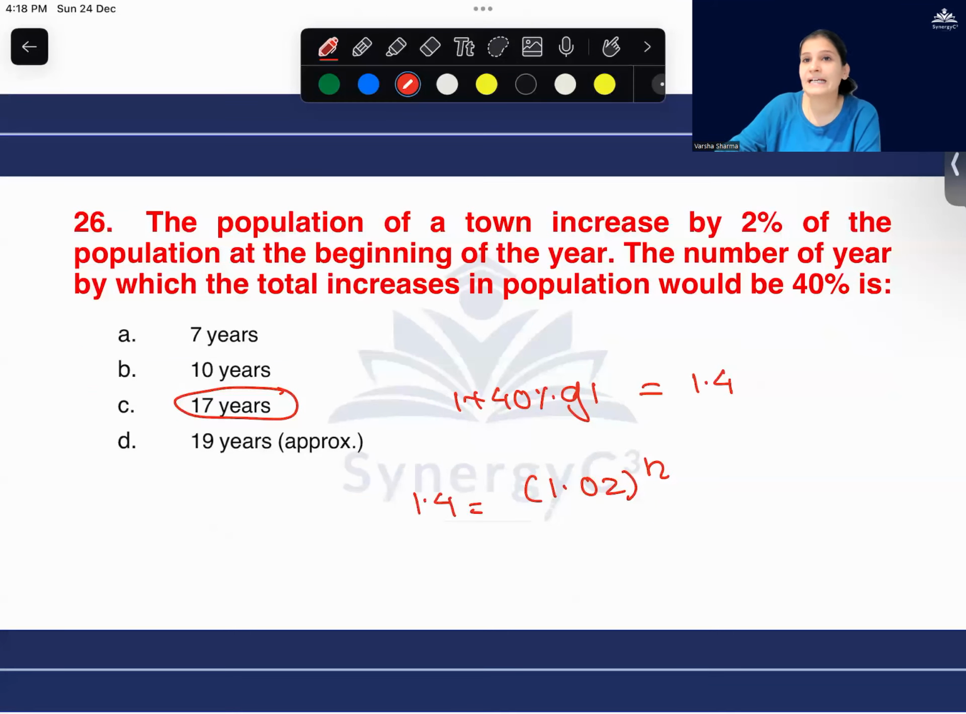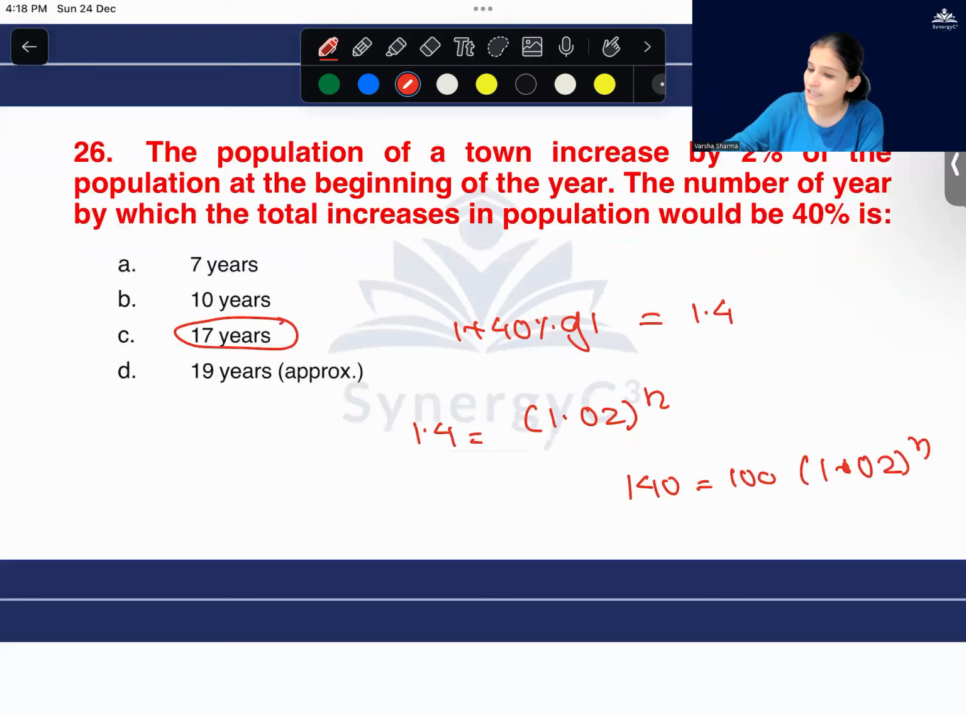If you would have been taking 100, the equation would have been 140 = 100 into 1.02 power n. Before starting the trial and error, bring the 100 to the left hand side, 1.4. Because you won't be multiplying 100 every single time and checking. So leave everything on the left hand side, only keep the power on the right hand side. Done? Any doubts? Concentrate.